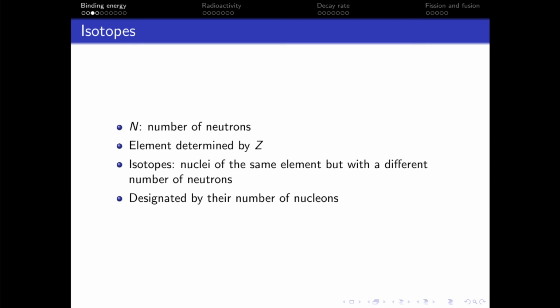Same thing for helium. We'll sometimes speak about helium-4, helium-3. This refers to how many nucleons. Helium-4 has 4 nucleons, 2 neutrons and 2 protons. Helium-3 has 2 protons, but a single neutron.